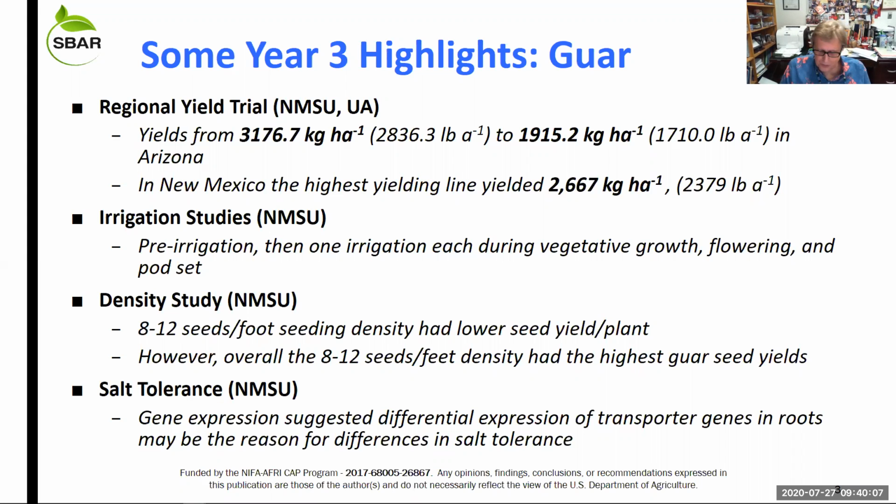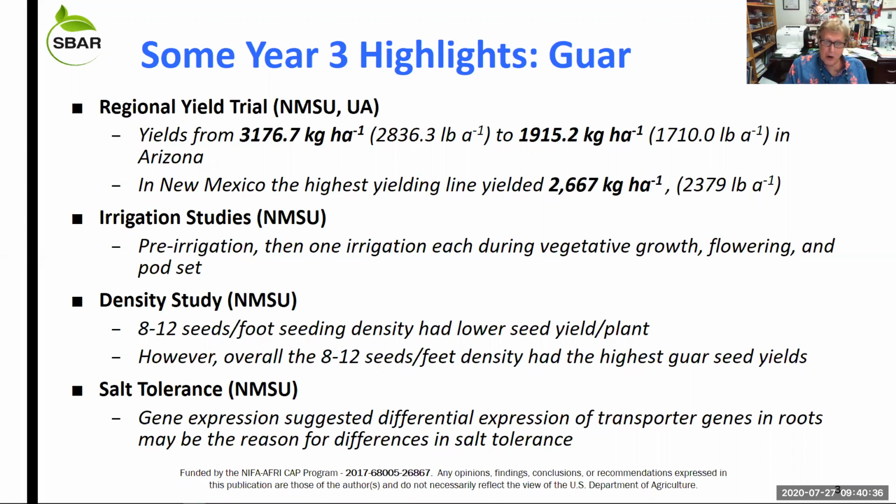We've completed the first year of the regional variety trial, and the second year is in the field, is planted. The good news is we found that yields in the first year are above the economic threshold needed to bring GUAR into production. Irrigation studies in GUAR show that it is an ideal semi-arid, arid lands crop, with 4 irrigations being enough to give economic yields.